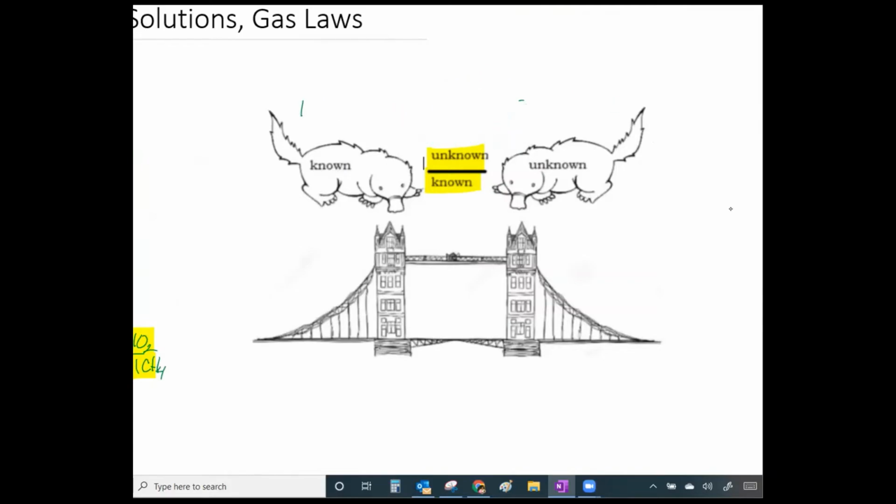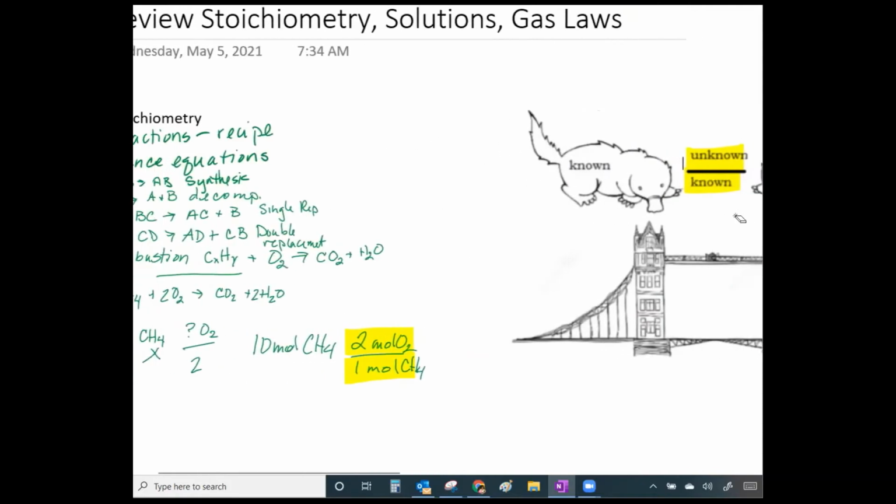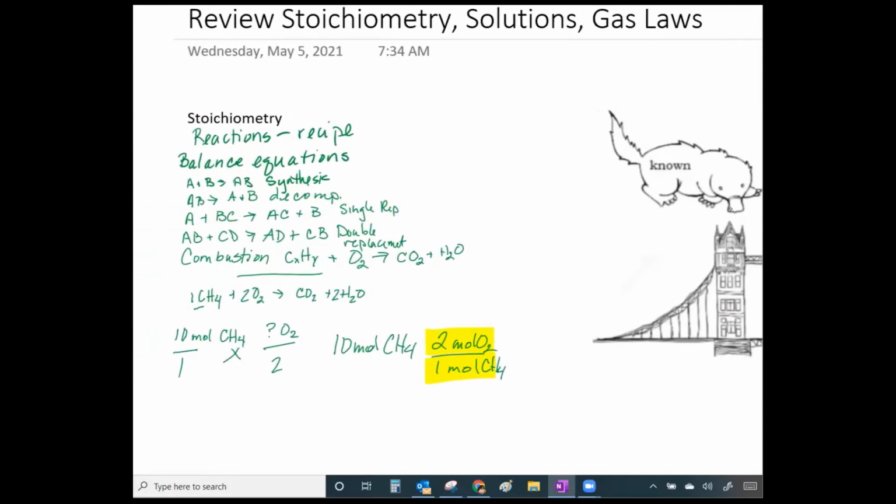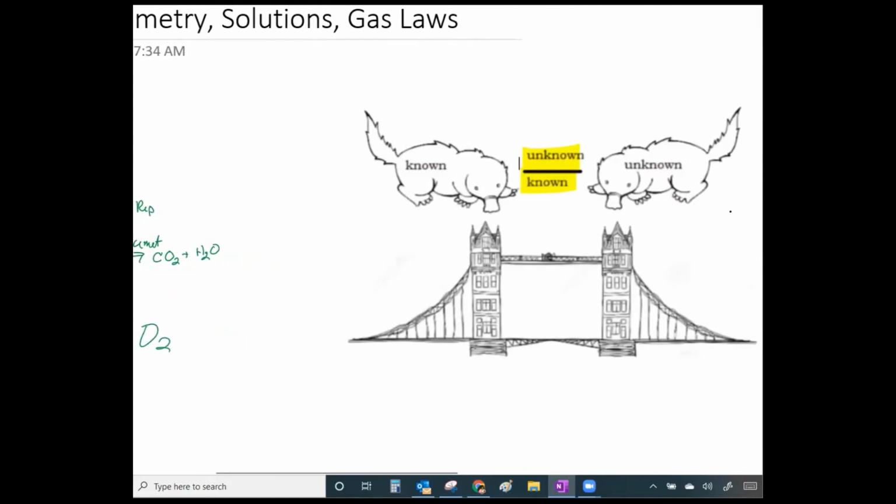Moles are easy. What if I give you grams? What if I tell you, instead of 10 moles of methane, that I have 10 grams of methane, and I want to know how many grams of oxygen that's going to be? Well, the first thing I have to do is change to moles. The reason I use a bridge is, if we're starting in grams, how do I change from grams to moles? Look at a mole map if you need to.